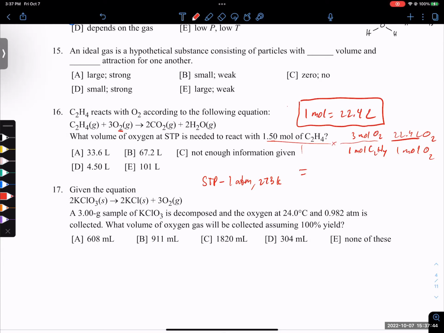Only at STP, right? You can't use this for every problem unless it says STP, okay? If you use it under not STP, I will laugh at you. No, I'm kidding. I'll laugh at you, I promise.